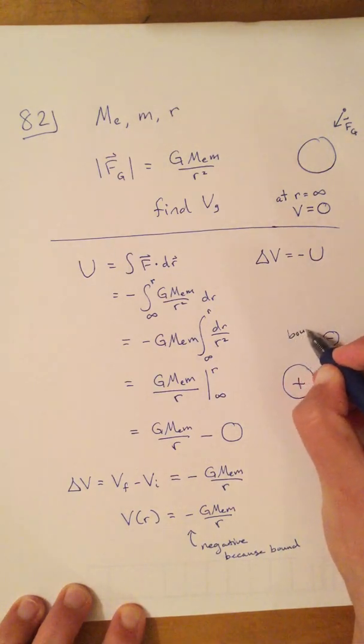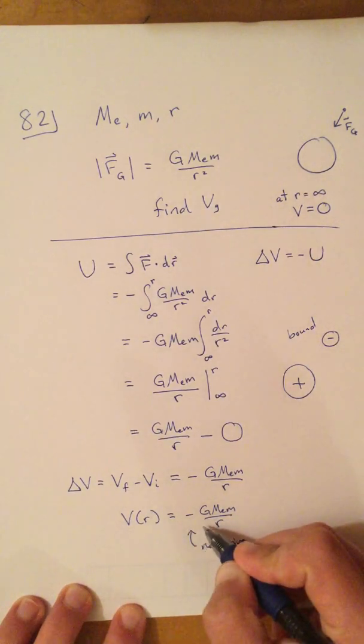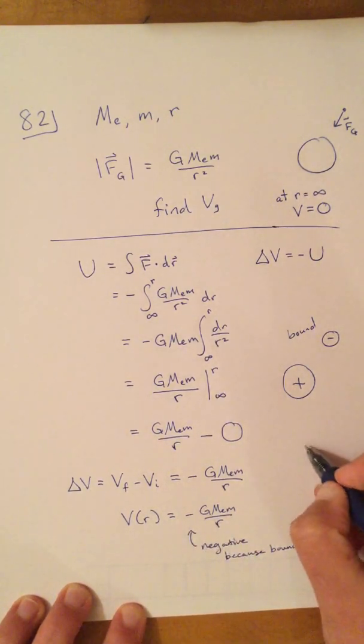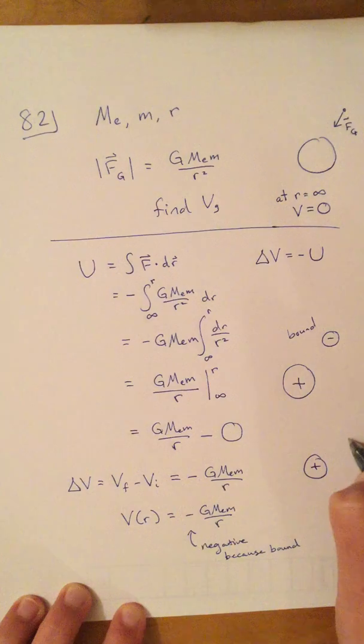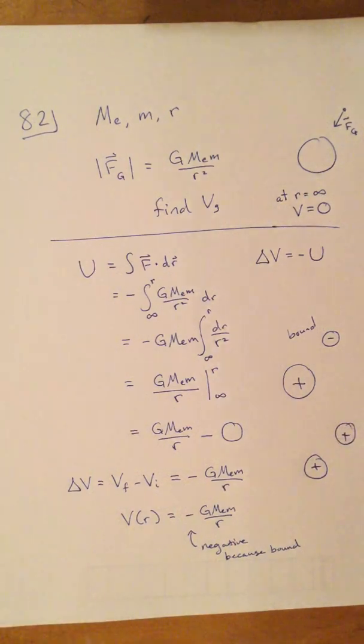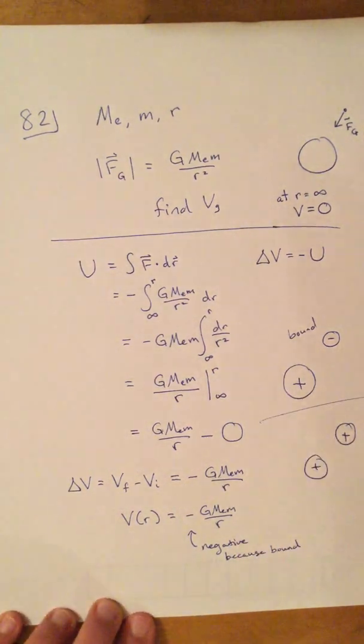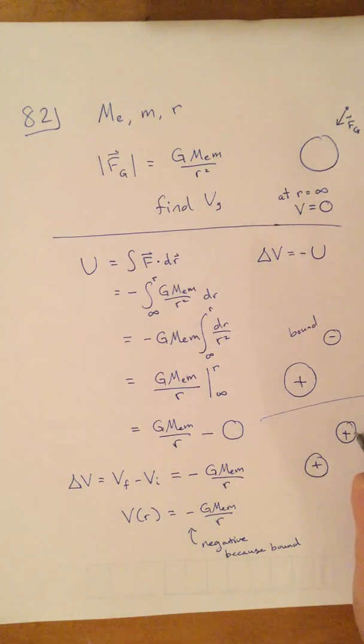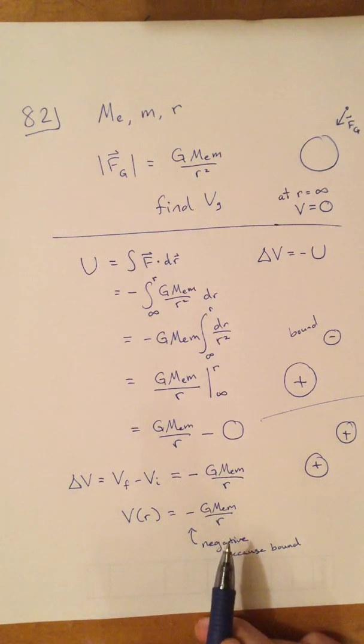So this would be a bound system, and you should get negative potential in this case. For an unbound system, if you had a positive charge and a positive charge, they naturally want to go away from each other. And so the potential that you have in this situation should be positive. Okay, so that was only part of the problem. We had to show what the potential was.